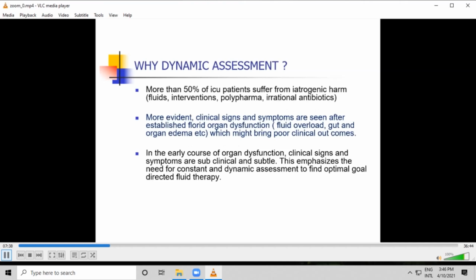In the early course of organ dysfunction, clinical signs and symptoms are subclinical and very subtle. This emphasizes the need for constant and dynamic assessment to find optimal goal-directed fluid therapy. And this is why we need dynamic assessment.